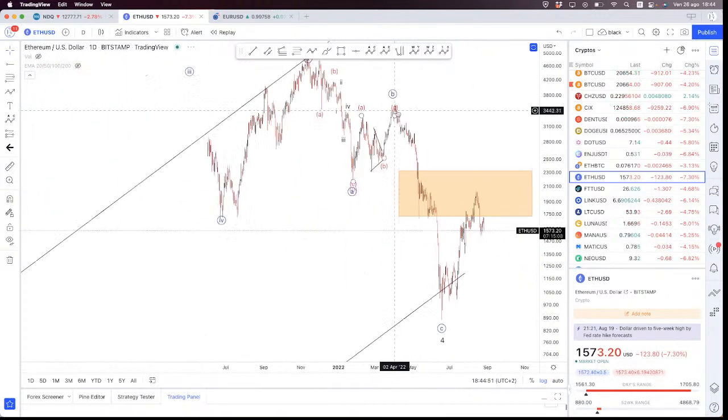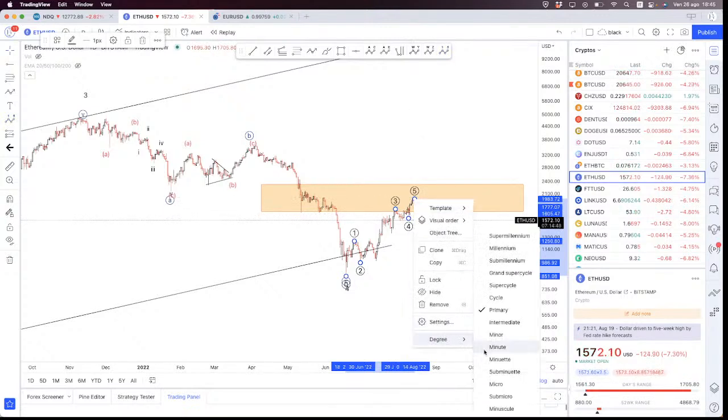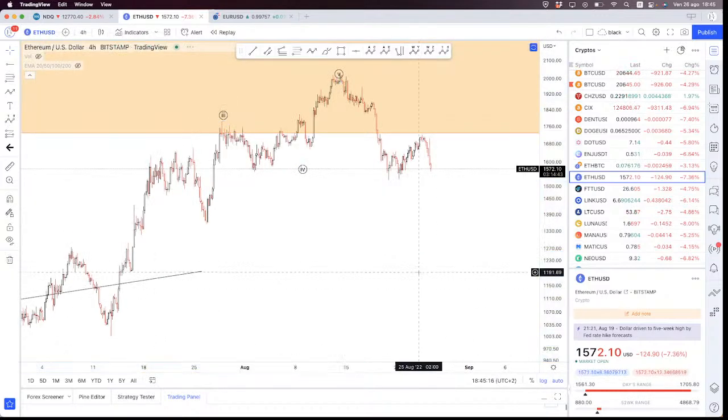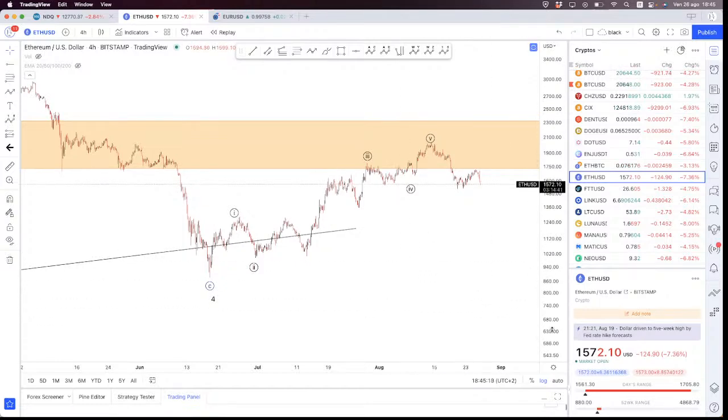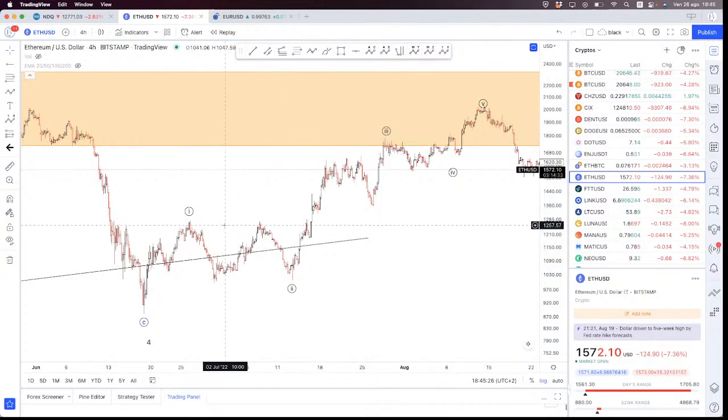Here on ETH, the problem with counting this as 5 was that you needed to have things like this. 1, 2, maybe 1, 2, 3, 4, and 5. I just go in the 4 hour and check it out. Nah, I see that as a 3-wave move.